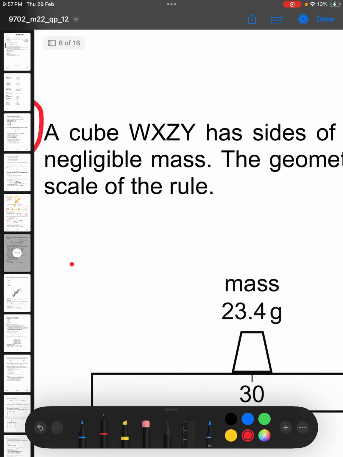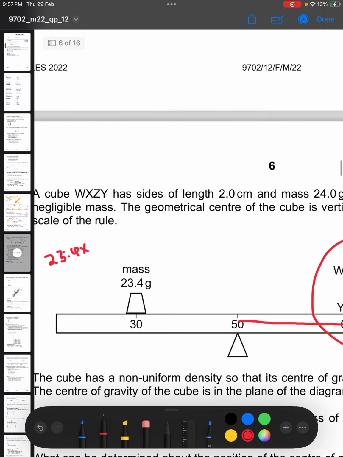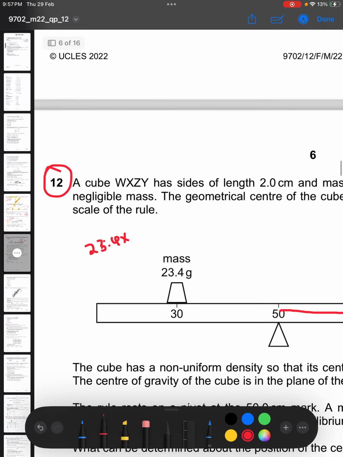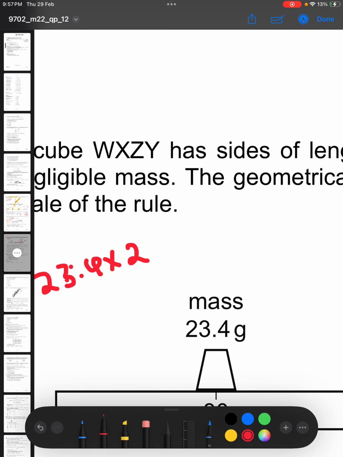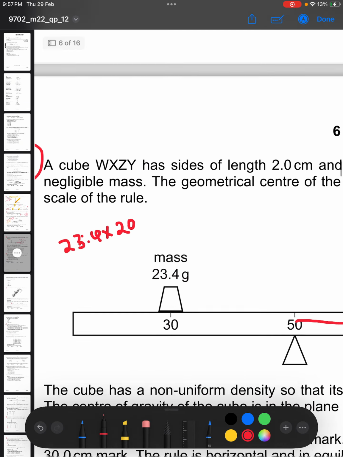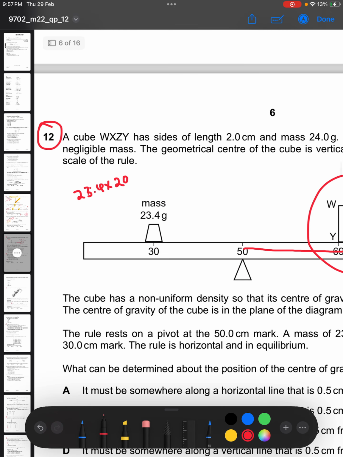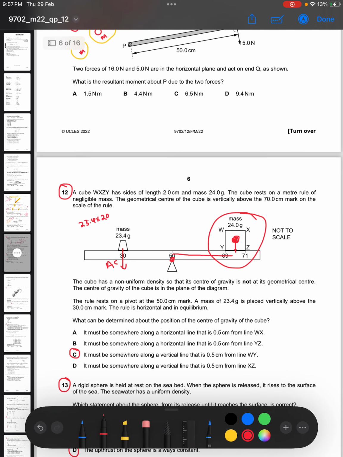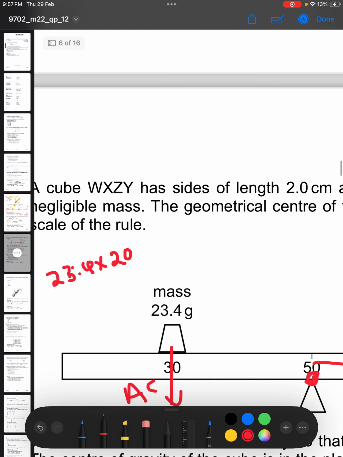So I'm just going to say 23.4 multiplied by its distance from the pivot, which is 20 centimeters. I want to convert it, but I'll just keep it like that. 20 centimeters, that's the moment due to this mass here. Remember this mass here, its weight is going vertically downwards. So if we are considering this pivot, then this one is providing an anti-clockwise moment, and this other mass is providing a clockwise moment. So the anti-clockwise moment is this one.